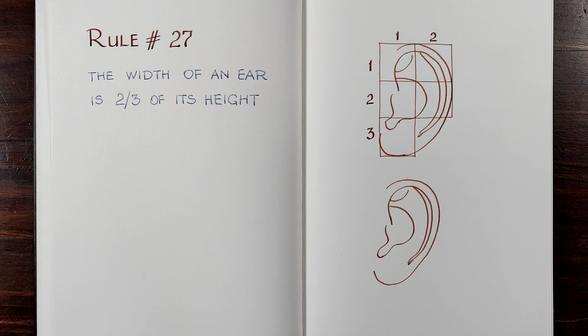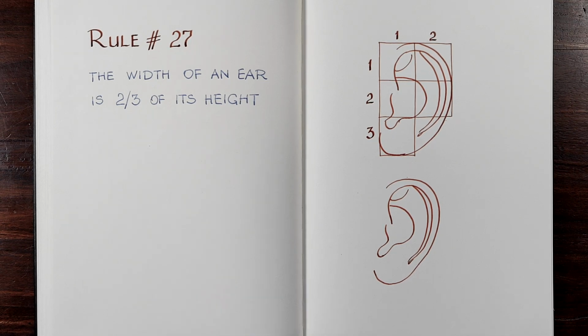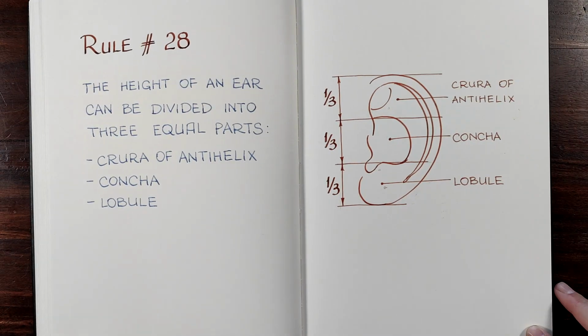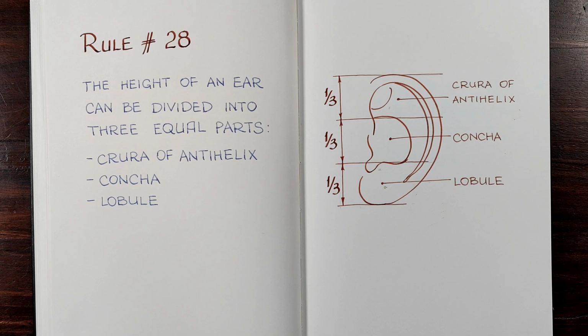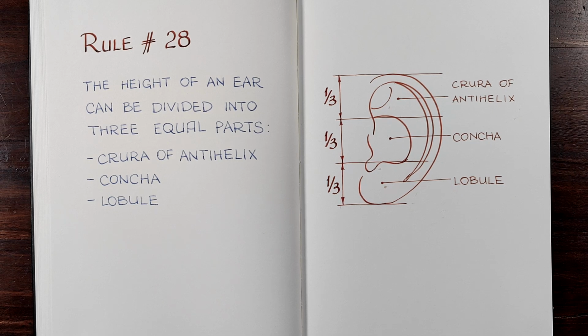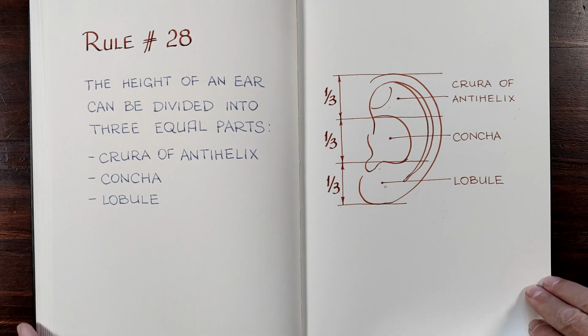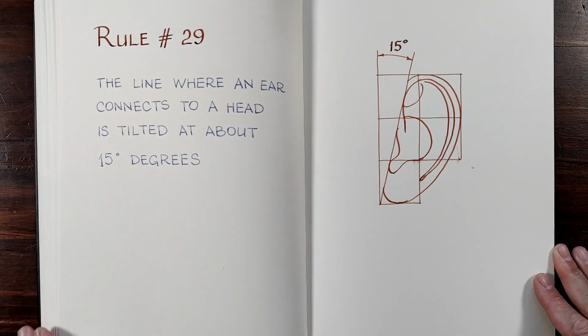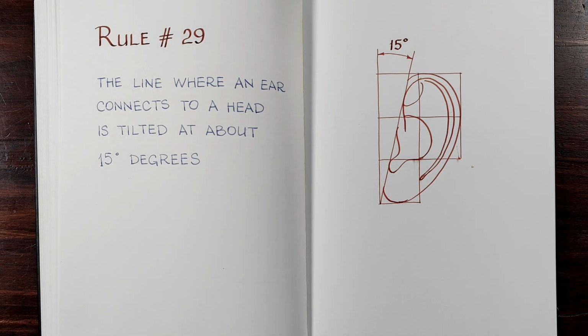Rule number 27. The width of an ear is 2/3 of its height. In some people, this distance measures as 1/2 of the ear's height. Rule number 28. The height of an ear can be divided into 3 equal parts. The top part is taken by the crura of antihelix, the middle part is concha, and the lower third is taken by lobule. Rule number 29. The line where an ear connects to a head is tilted at about a 15-degree angle.